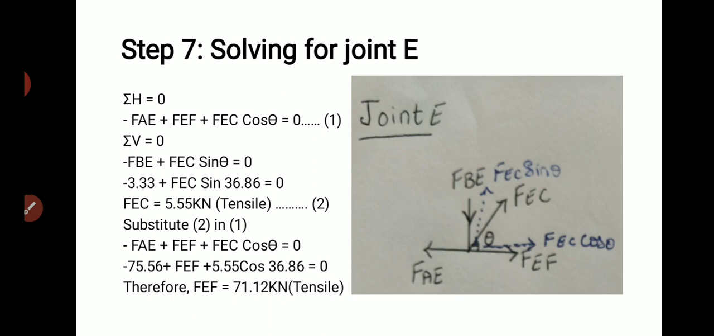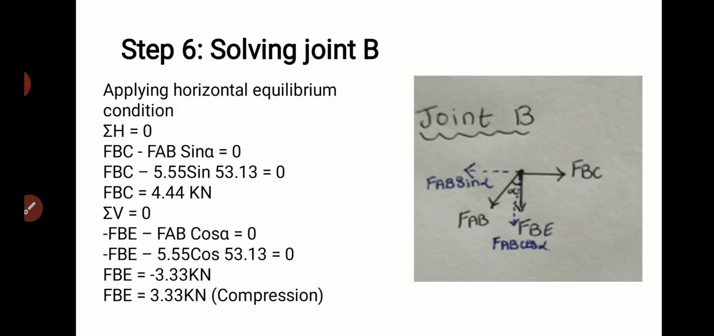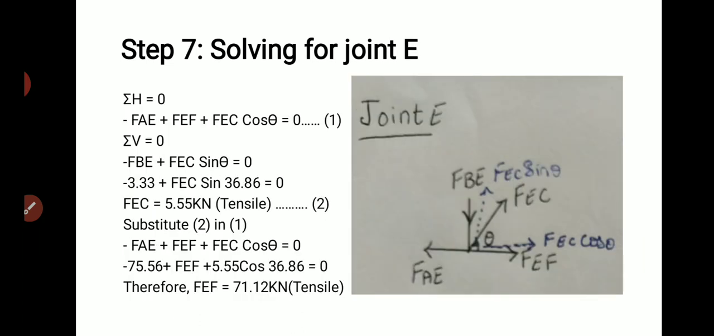So here, as in case of all the forces acting in the free body diagram, in the previous slides I have shown that it will be acting in the tensile direction. That is my assumption. But here, in the previous solution, I have got FB as a negative value, that is minus 3.33 kilonewton. So that indicates that it should be a compressive force. So I have changed the direction of FB here, as that is nothing but in the downward direction.